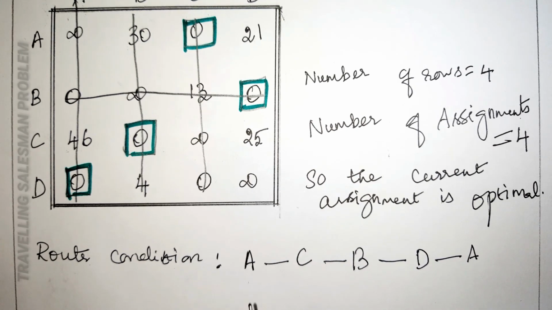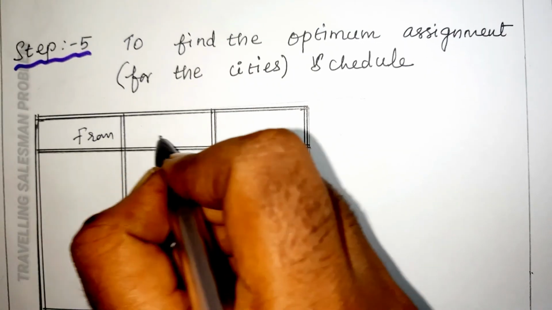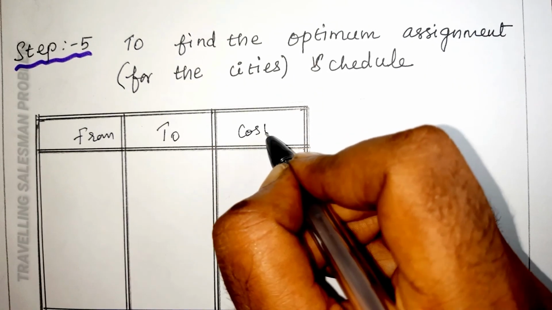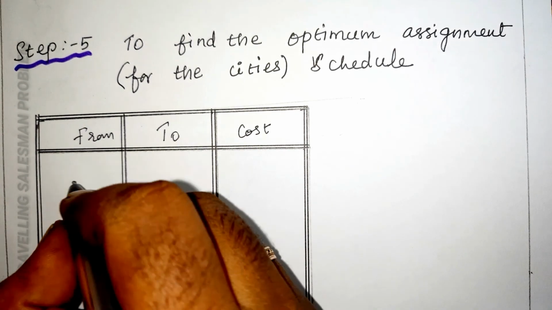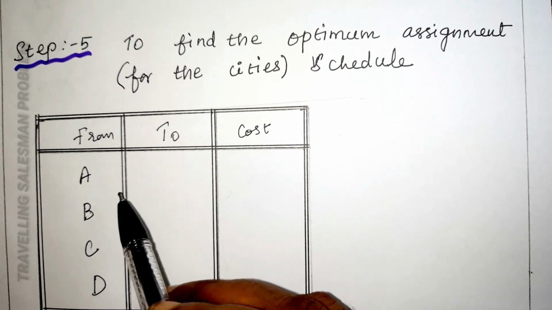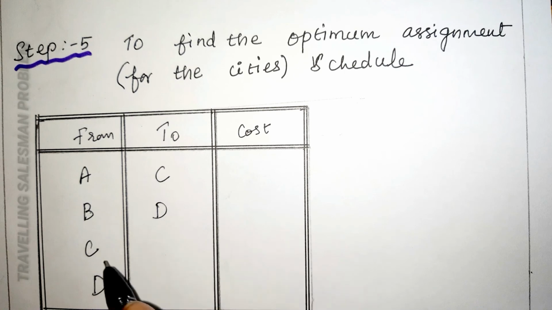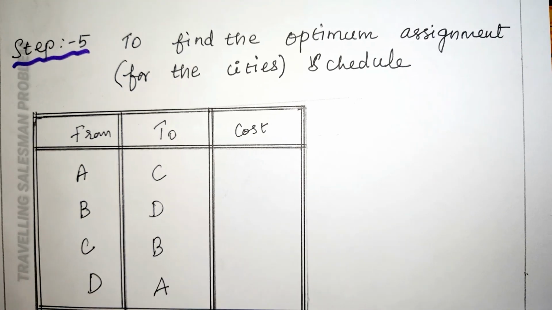Here the salesman starts from his home city. He visits all the places exactly once. After that he returns back to his home city. So the route condition is satisfied. So here I write from, to, the cost. There are 4 cities A, B, C, D. From A he goes to C. From B he goes to D. From C he goes to B. From D he goes to A.